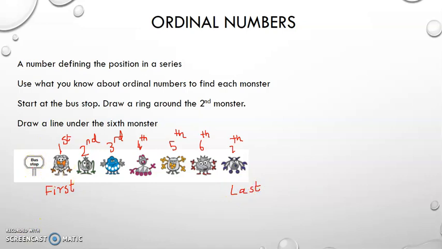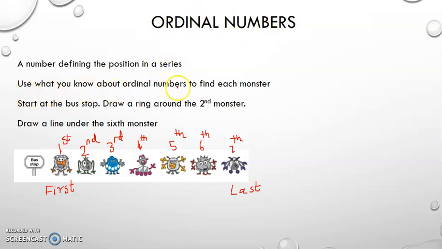and this is the last in this group. Depending on the position, we can also call it first, second, third, fourth, fifth, sixth, seventh, etc. So, a number defining the position in a series is called an ordinal number.